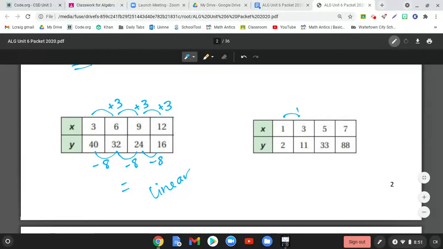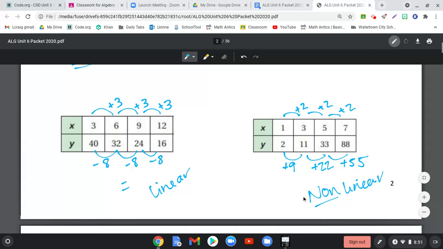All right, next one, going up by 2, up by 2, up by 2. Okay, good to go there. 2 to 11, we'd have to add 9. 11 to 33, whew, add 22. Add 55, yeah, no, not linear. And that's it for tables.